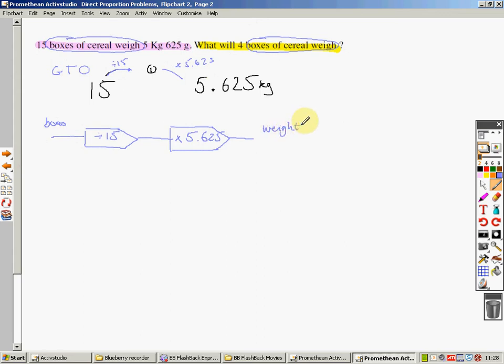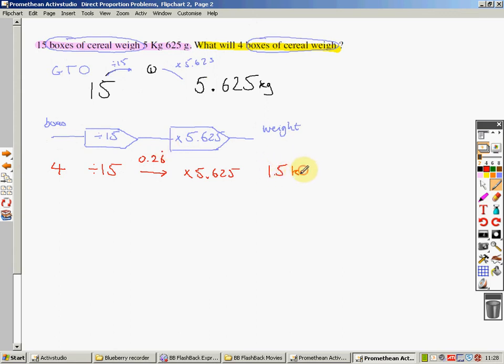I now put in the information particular to my question bit, and here it was, what will 4 boxes of cereal weigh? So I'm going to start with 4, divide by 15, and then times by 5.625, and again I'm going to use my calculator. So 4 divided by 15 is 4/15, which is 0.26 recurring. I'm going to keep the number in my calculator and then just times that by 5.625, and that's come out as 1.5.